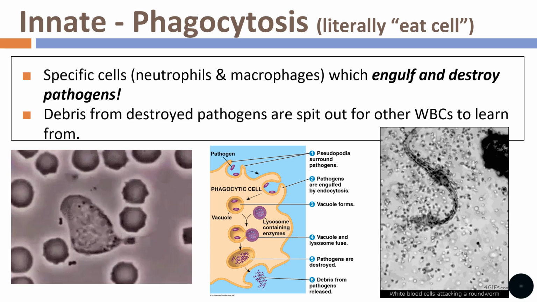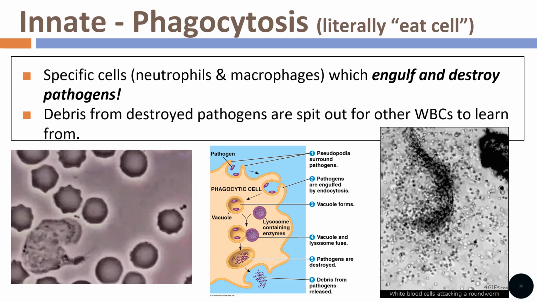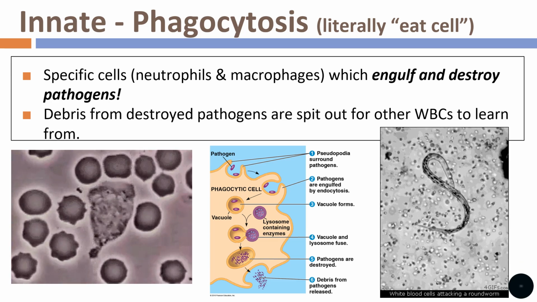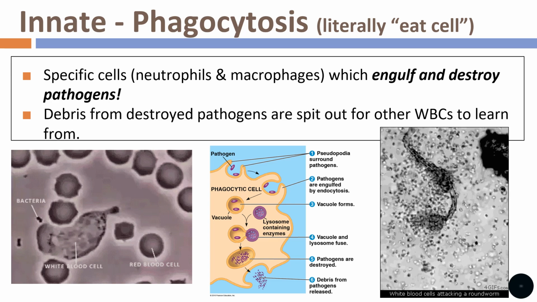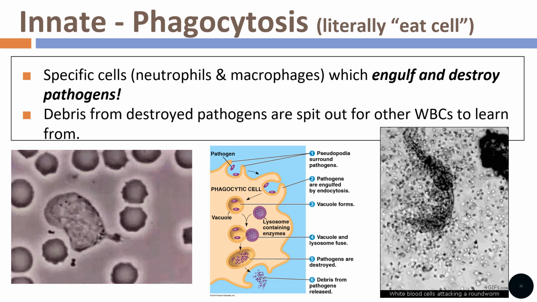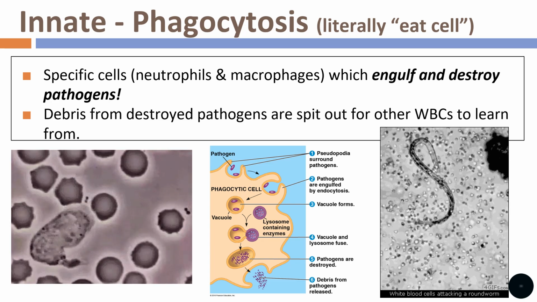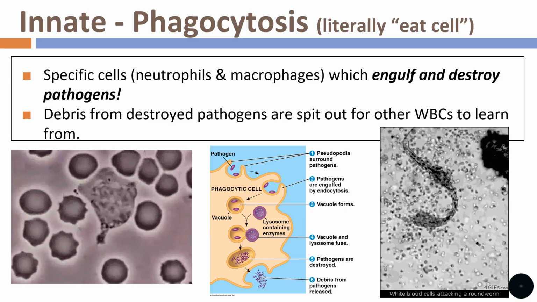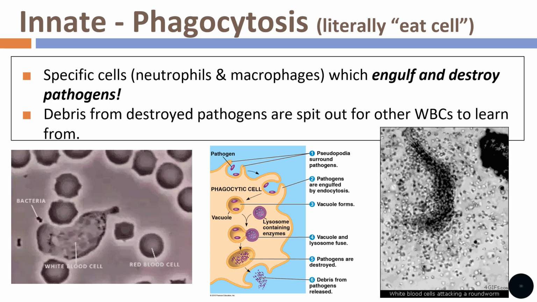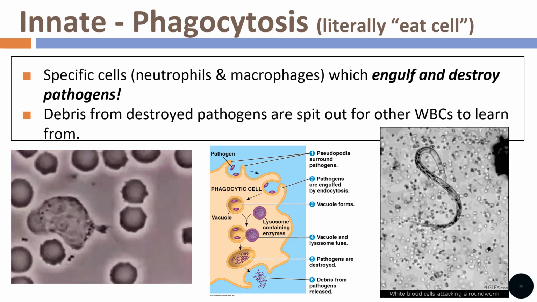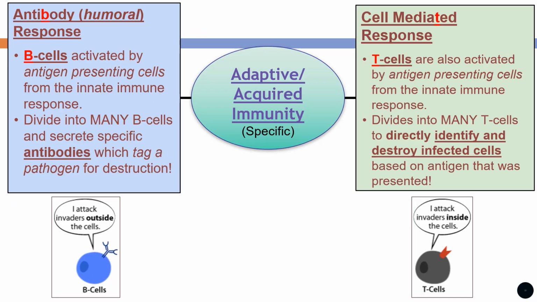Well, we've talked a lot about phagocytosis in other lectures. So phagocytosis literally means that the cell eats something. There are specific cells that do this, usually neutrophils and macrophages. These are going to engulf and destroy pathogens. They can also pick up debris from these destroyed pathogens and spit that out so that other white blood cells can learn what they should be looking for to track these down.